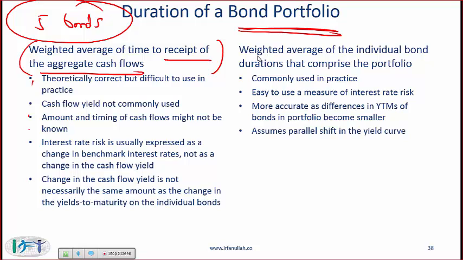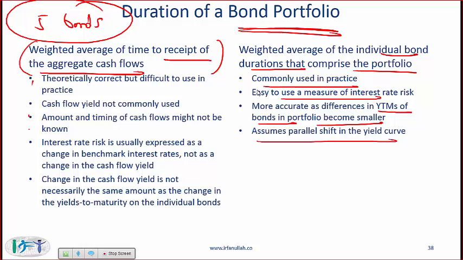But the more common and practical approach is to take the weighted average of the individual bond durations that comprise the portfolio. So if you have these 5 bonds, let's say they are all there in equal percentages, so 20% each, and you have the durations of those 5 bonds, you just take the weighted average of the durations of those 5 bonds. This is commonly used in practice, easy to use as a measure of interest rate risk, more accurate as differences in YTM of bonds in portfolio become smaller, and assumes parallel shift in the yield curve. So at this stage, I'll just say that you learn these bullet points.